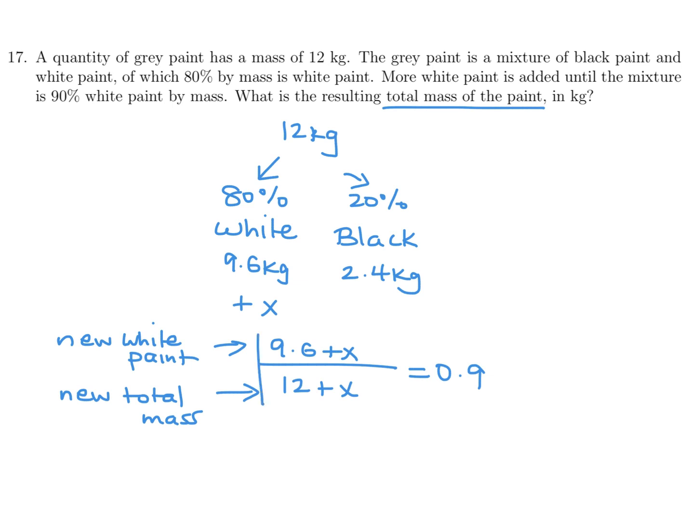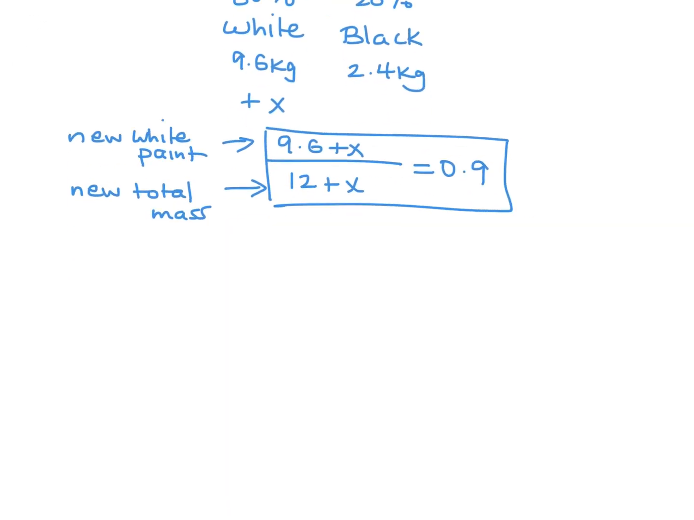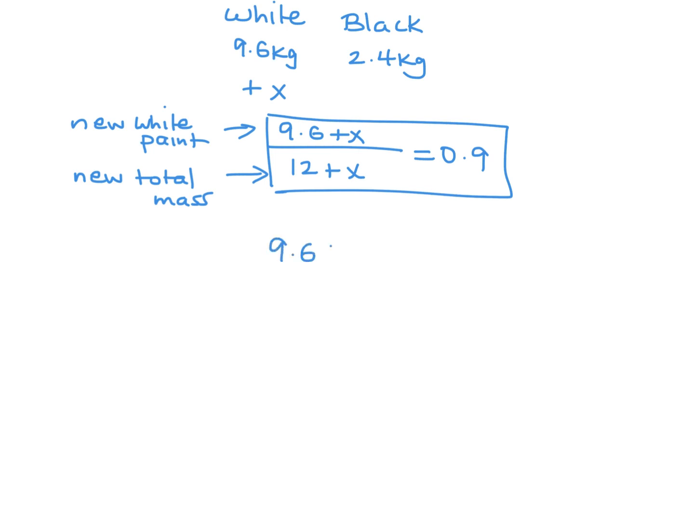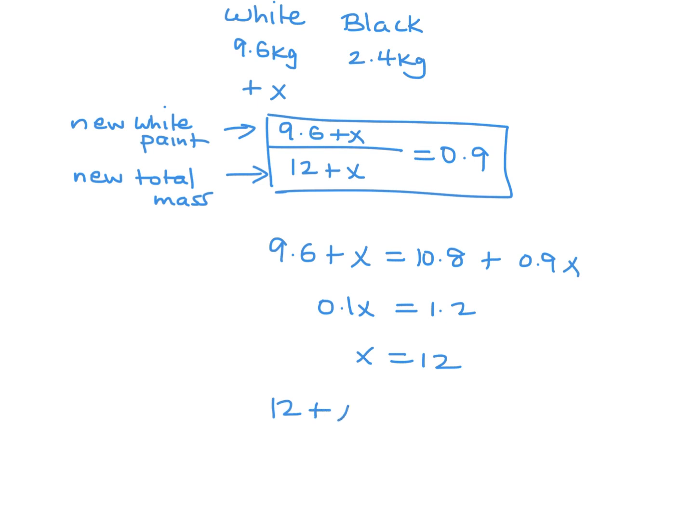So from that equation, let's cross multiply. We get 9.6 plus x would be 10.8 plus 0.9x, and therefore this would be 0.1x, and this would be 1.2, so x would be 12, and therefore the 12 plus x is 12 plus 12, which is 24 kg, is the new total mass.